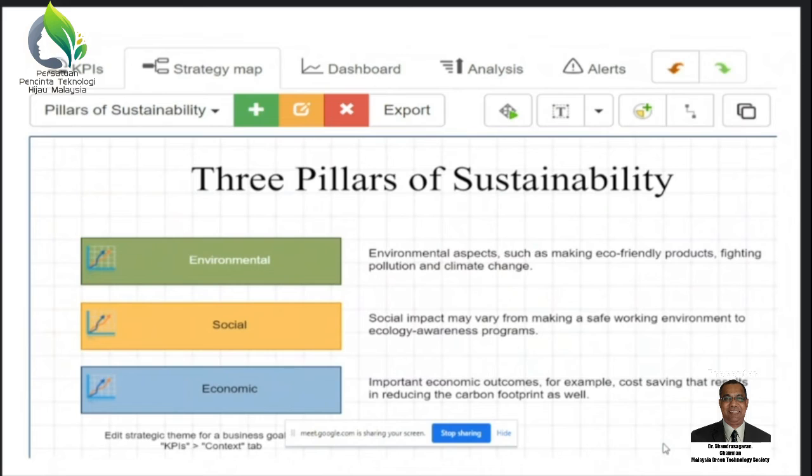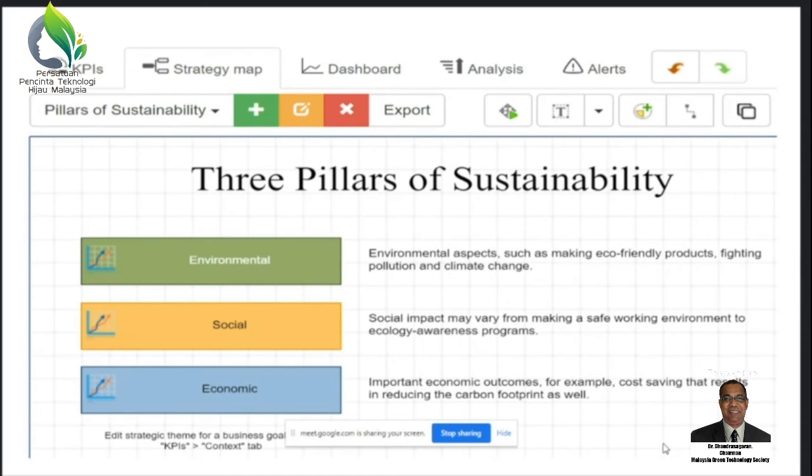The 3 pillars are similar to the one that I explained earlier, the environmental, social, and economic pillars. Right? Environmental pillar means environmental aspects such as making eco-friendly products, fighting pollution, and climate change. Social pillar means social impact may vary from making a safe working environment to ecology awareness program. Economic pillar will mean important economic outcomes. For example, cost saving that results in reducing the carbon footprint as well.